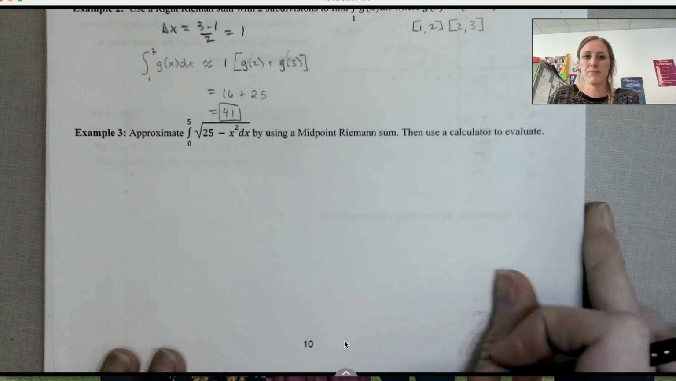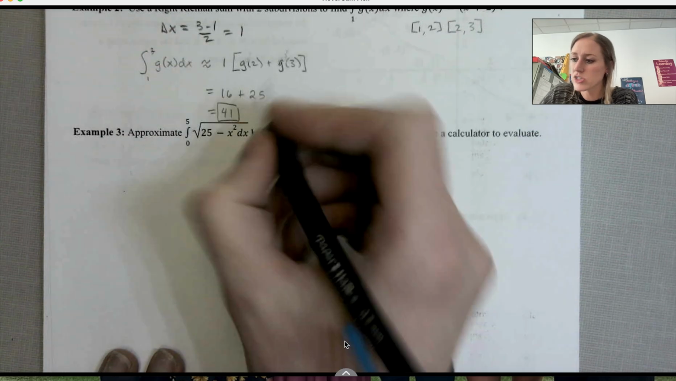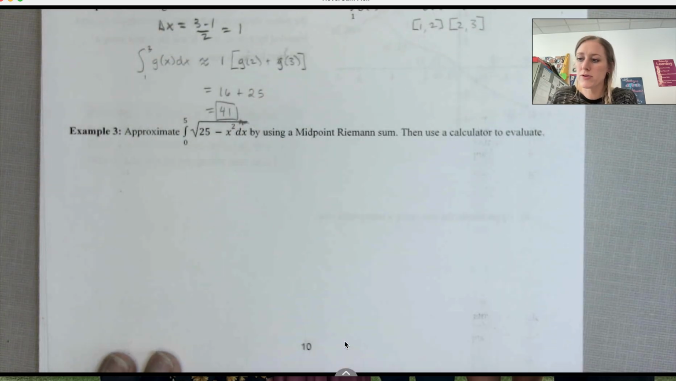Okay, number 3, same thing. We're seeing the integral notation. Sorry, this dx should not be under the square root. It should be outside.